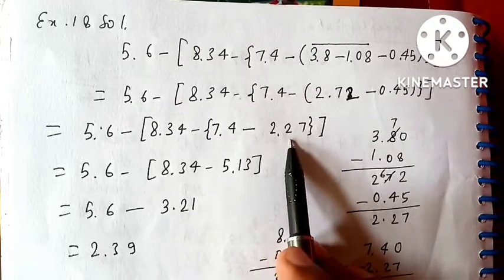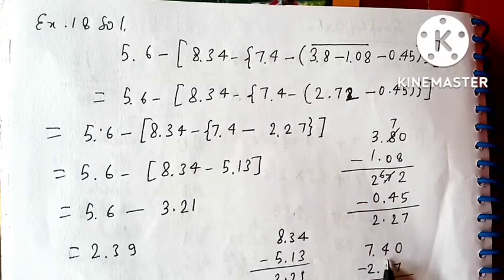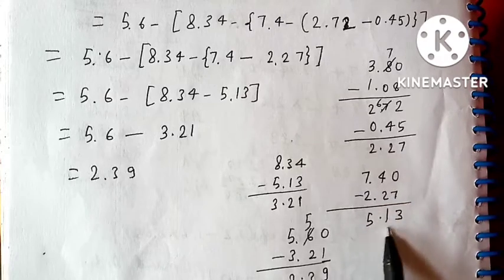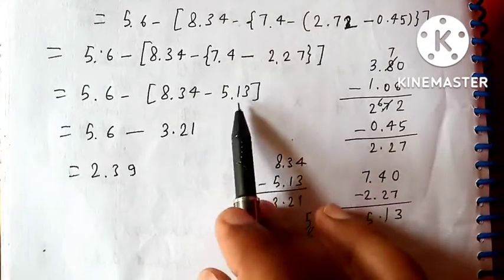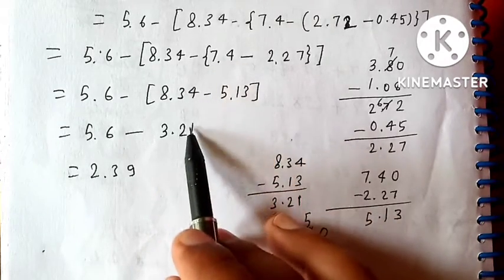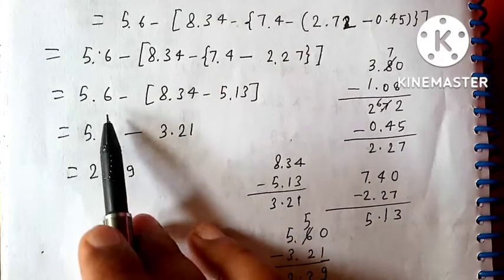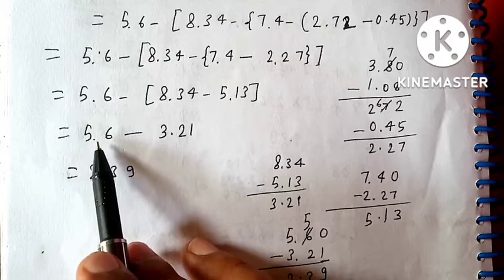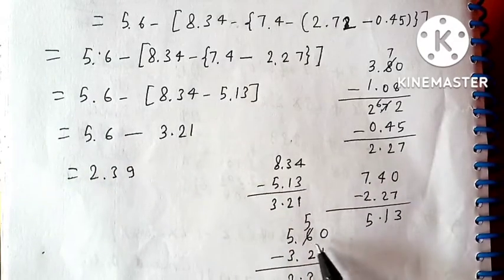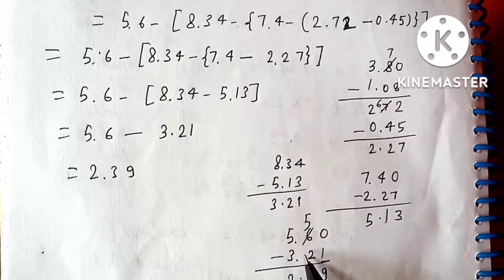This is 2.27. Now we have to subtract 2.27 from 7.4. So increase number of places. We put in 0. So 7.40 minus 2.27, we have 5.13. So the subtraction gives us 5.13. Now we have to subtract this 5.13 from 8.34. So after subtraction, we have 3.21. Now we have to subtract 3.21 from 5.6. So we must increase number of decimal places. So it becomes 5.60. Now put decimal below decimal.